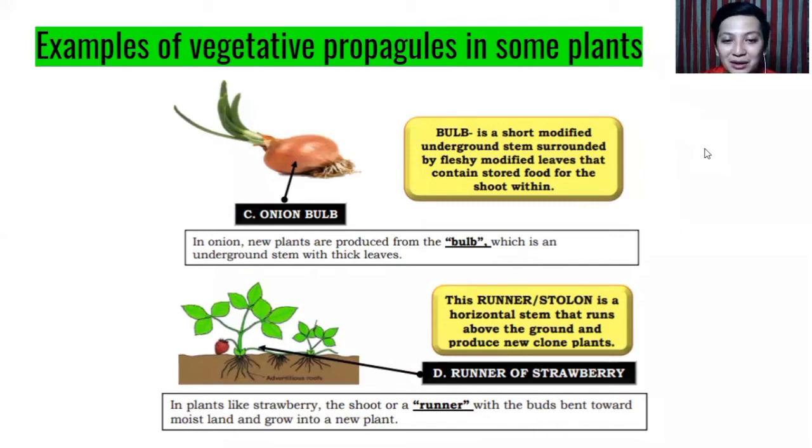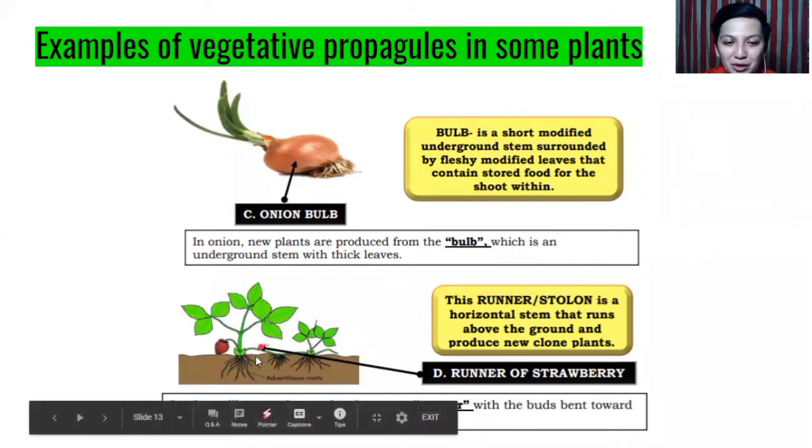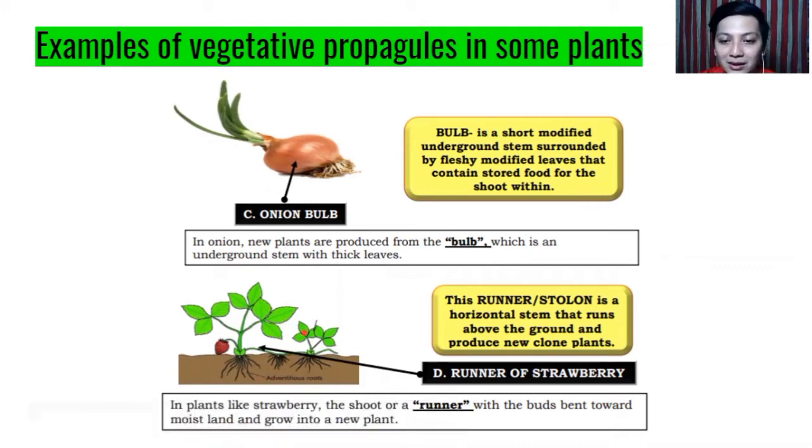And then we have letter D, runners of strawberry. Ito yung parang extension sa part na yon ng baba ng halaman ng strawberry. So this runner or stolon is a horizontal stem that runs above the ground and produce new clone plants. So in plants like strawberry, the shoot or a runner with the buds bent towards moist land and grow into a new plant. So para siya nag-extend. Kapag nakita siya ng moist plant, automatically tutubuan na siya ng root system.